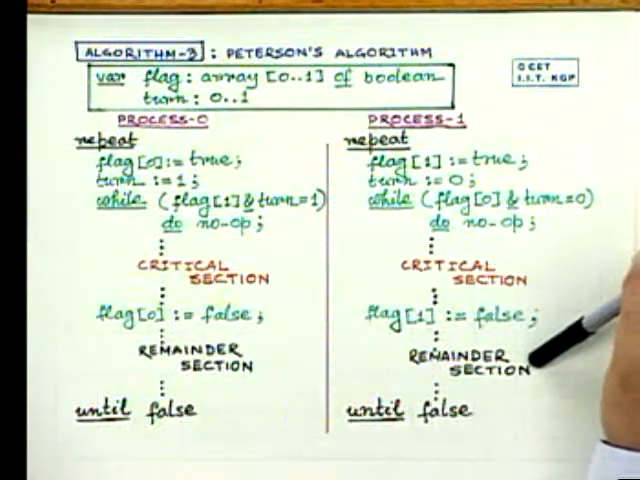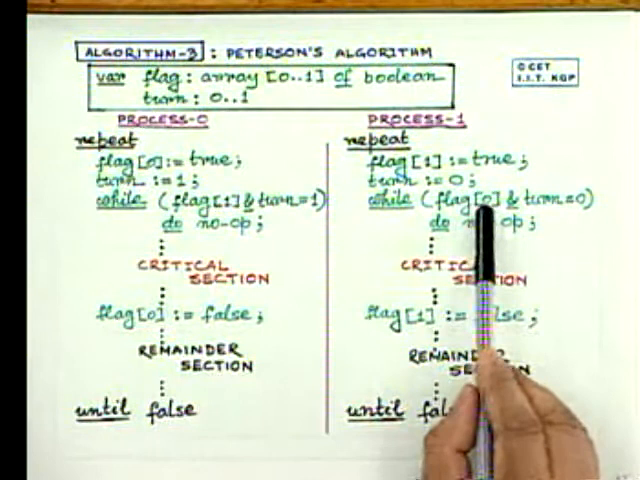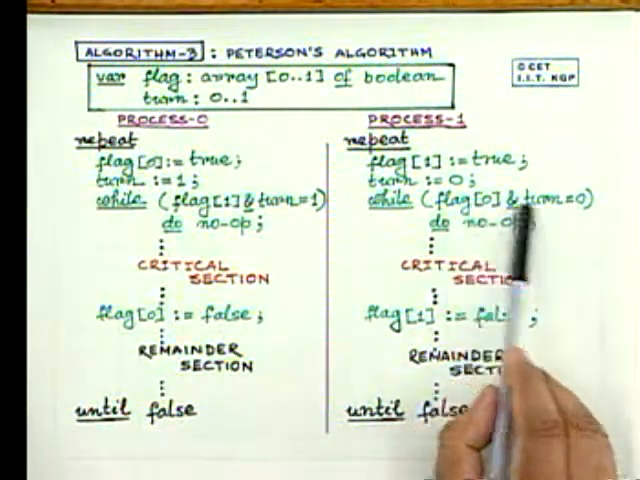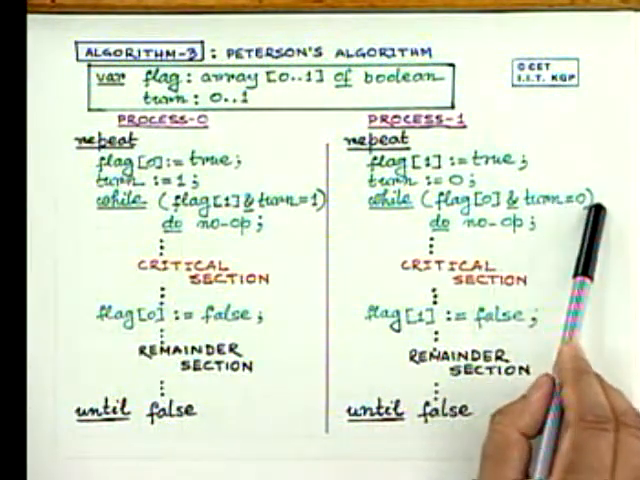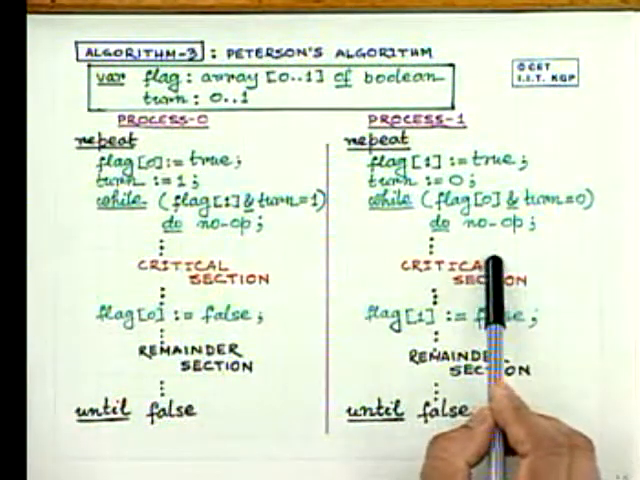That's also true for process 1. That means if flag 0 is false or turn is equal to 1, or both of them happening, then it enters the critical section.